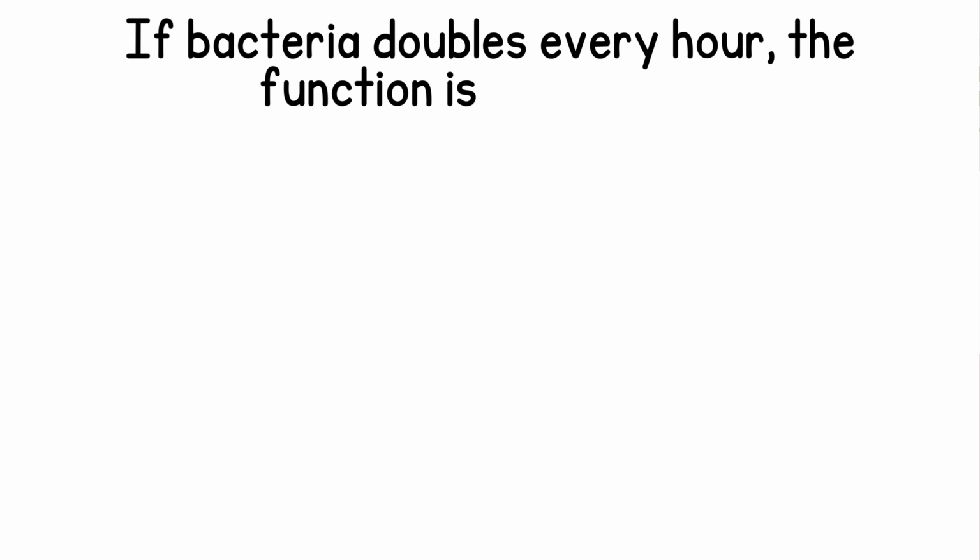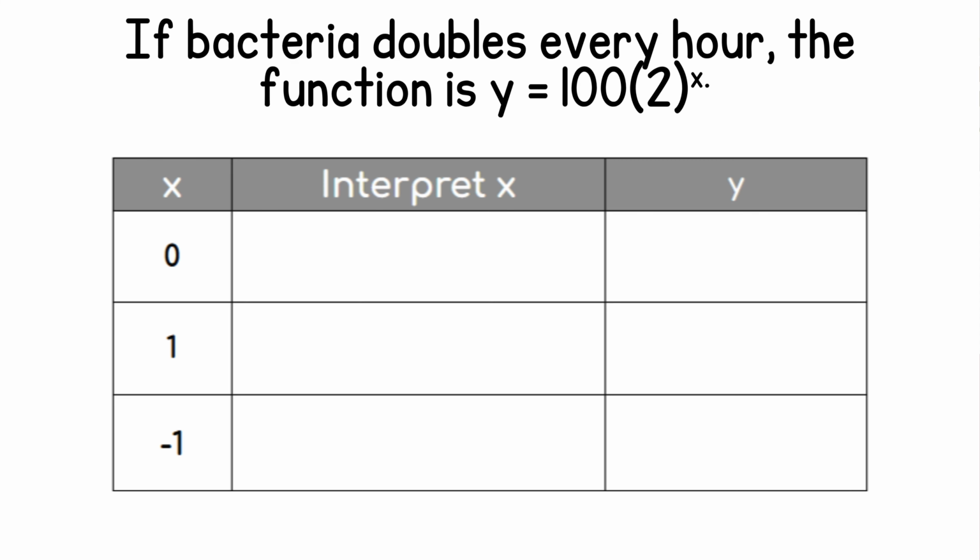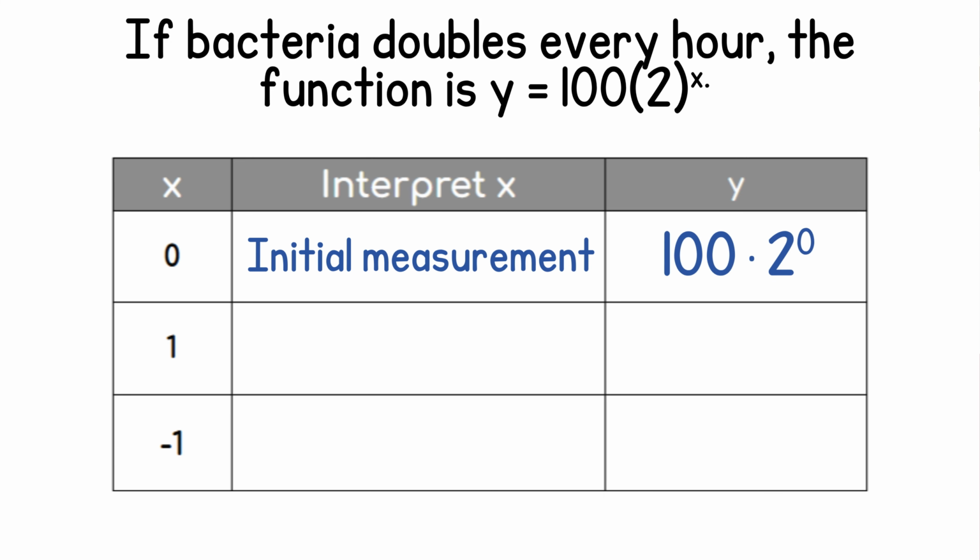If bacteria doubles every hour, the function is y equals 100 times 2 to the x power. We're going to fill out this table where we're given x values of 0, 1, and negative 1, and we'll interpret what the x value means and then find the y from the function. If x is 0, this tells us that this is our initial measurement. To find y, we'll replace x with the 0 that we were given. Anything to the 0 power always gives us 1, so we have 100 times 1, which gives us 100.